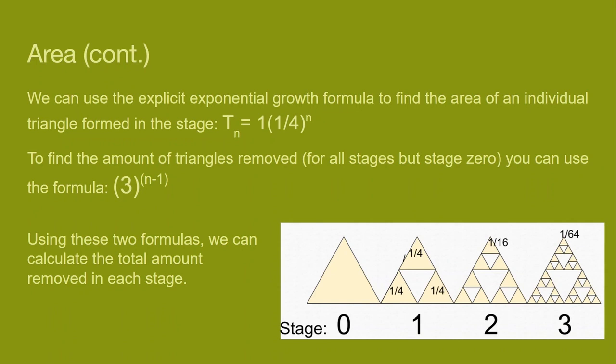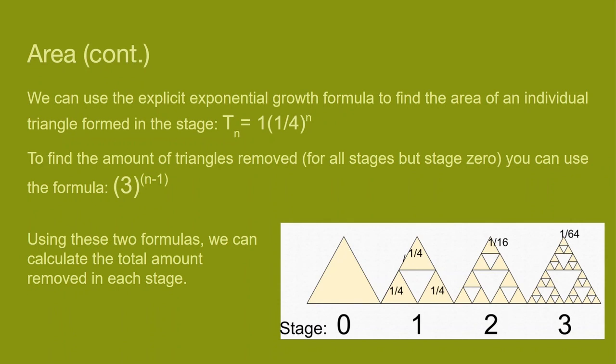Now, how does that relate to the area of the removed triangle? Well, if you think of it, each triangle that's removed is equal to the other triangles in its stage. So if we know how much an individual triangle that is formed equals, then we also know how much an individual triangle that is removed equals.